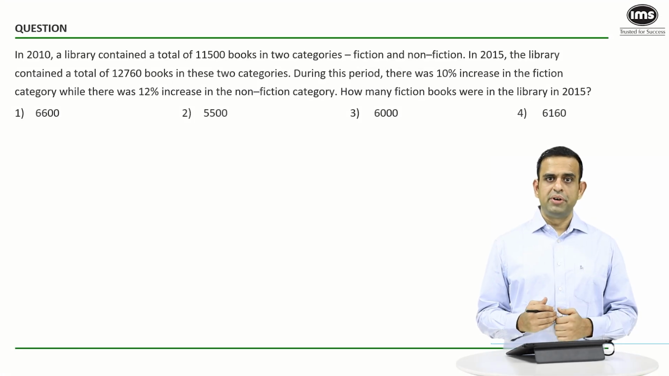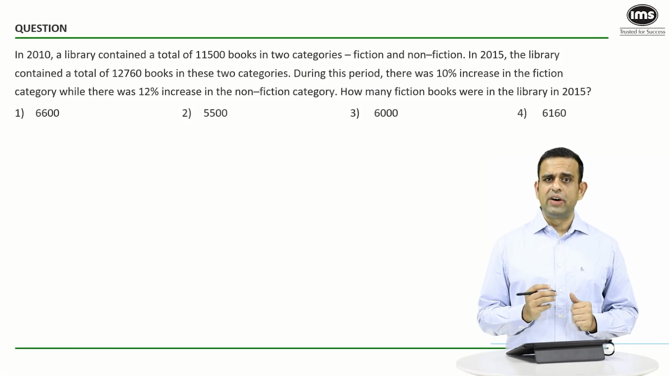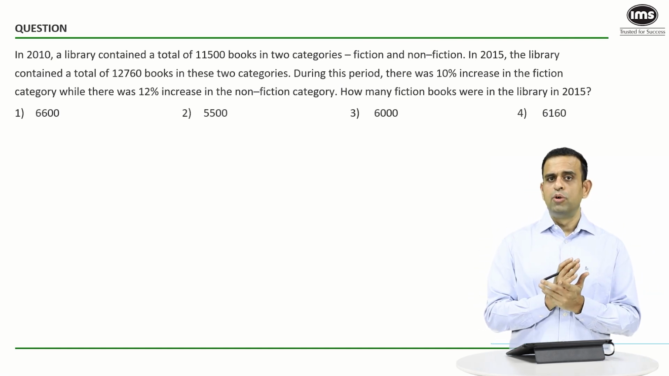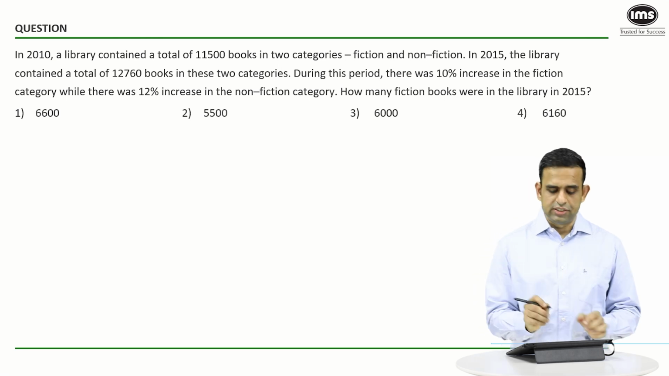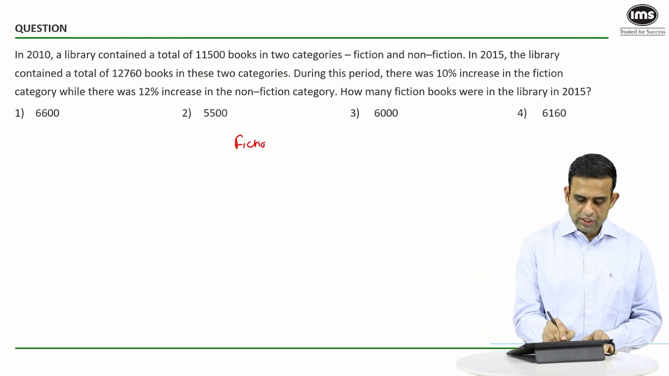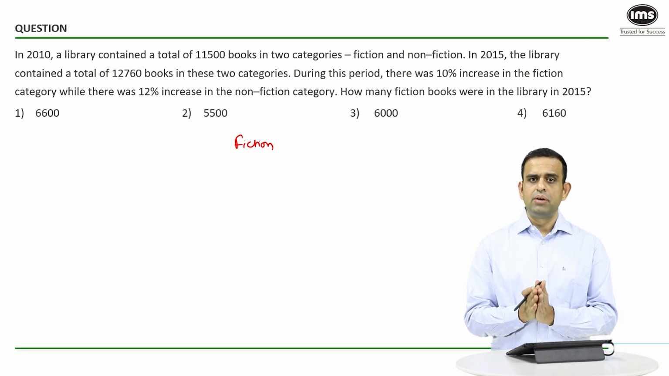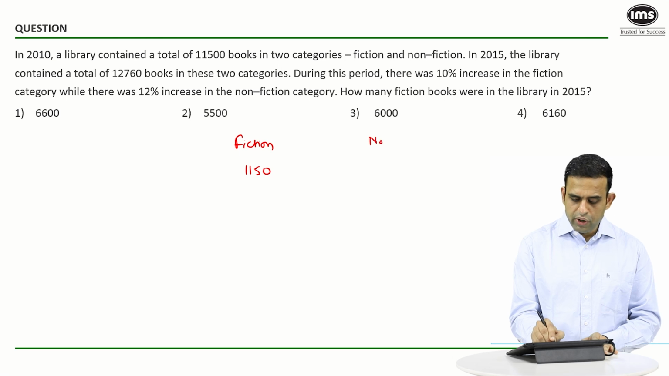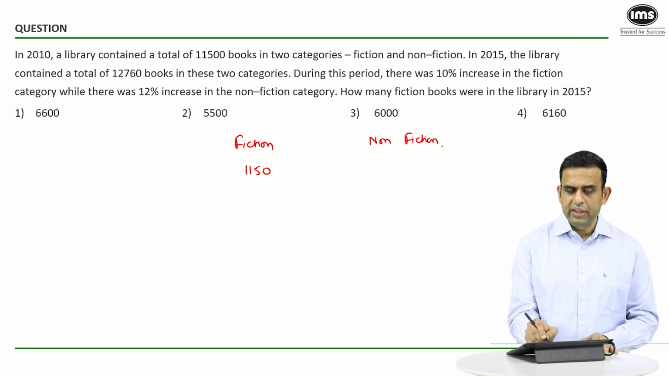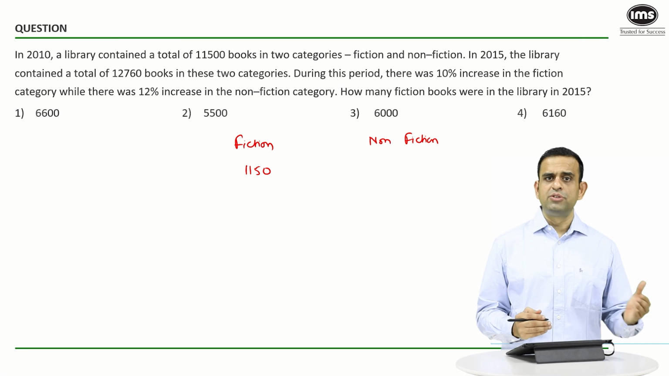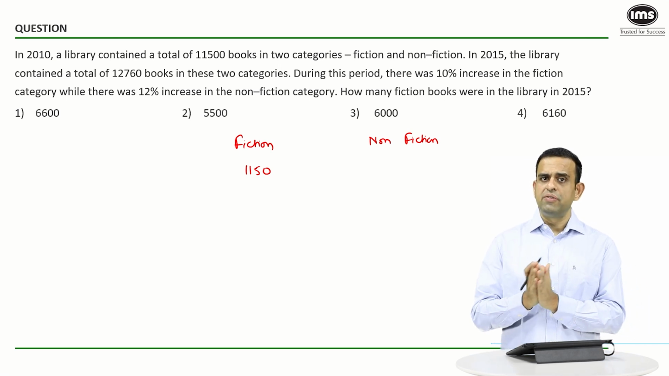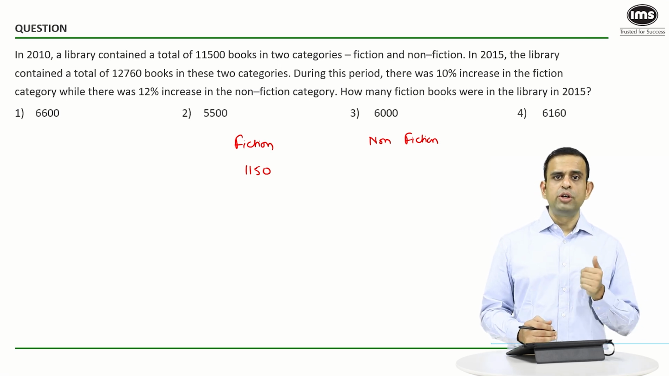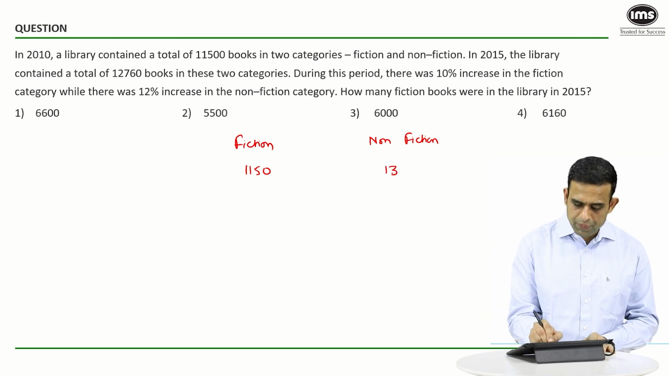Let's see another approach to solve this particular question without taking any variables x and y. Suppose I ask you, if all the 11500 books are fiction books, then what should the increase have been? In that case the increase should have been 10% of 11,500, and that turns out to be 1150. If all the books happen to be non-fiction, the increase should have been 12% of 11,500. Now 10% means 1150 to us, 2% will mean 230. So if you add 1150 and 230, one gets 1380.